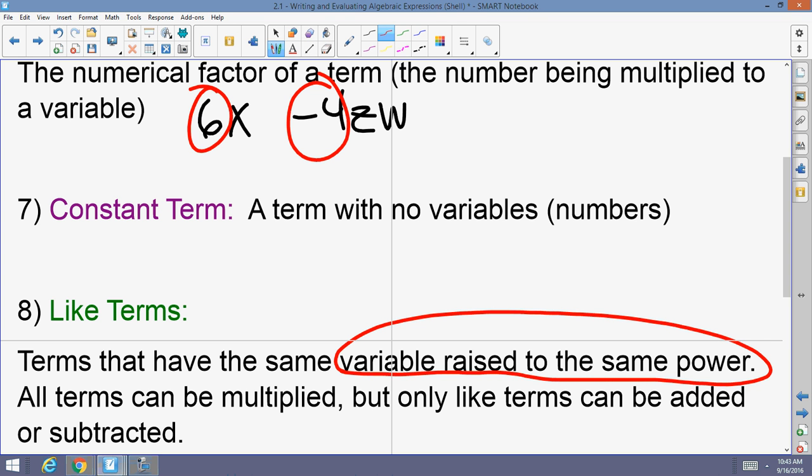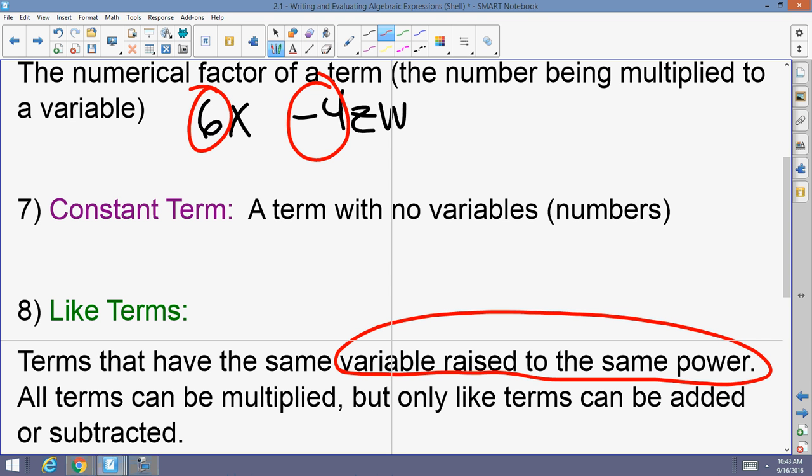So an x and an x, those can be added. Only like terms can be added. Any terms can be multiplied. I can multiply 3x and 2y. That's going to be 6xy. But I cannot add 2x plus 3y. You can only add like terms. And like terms are terms that have the same exact variable raised to the same exact power. So 2x squared plus 3x squared is 5x squared.